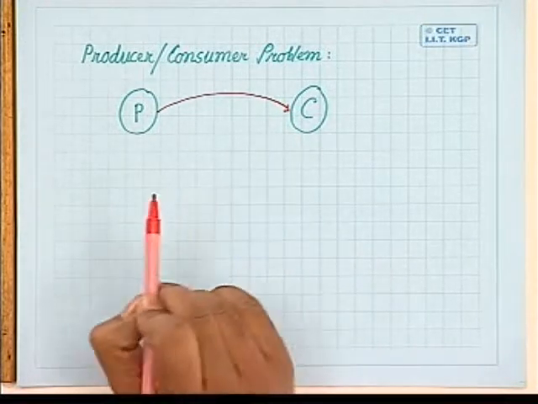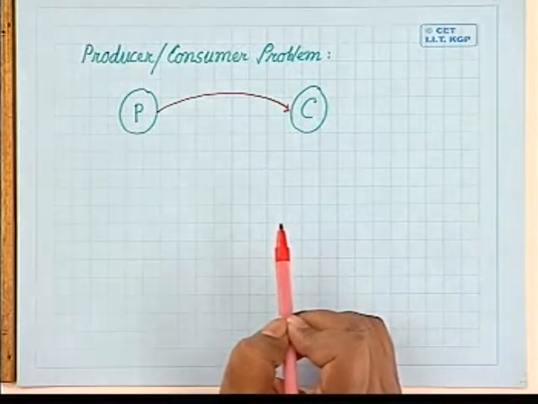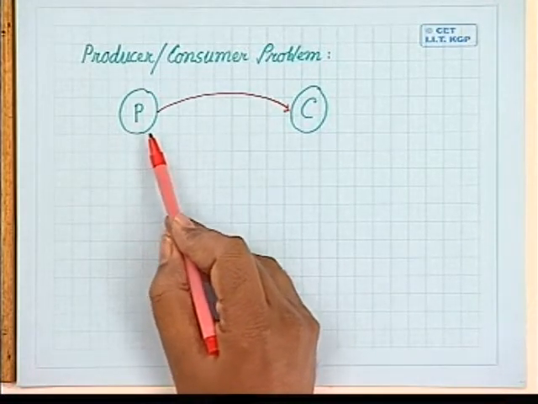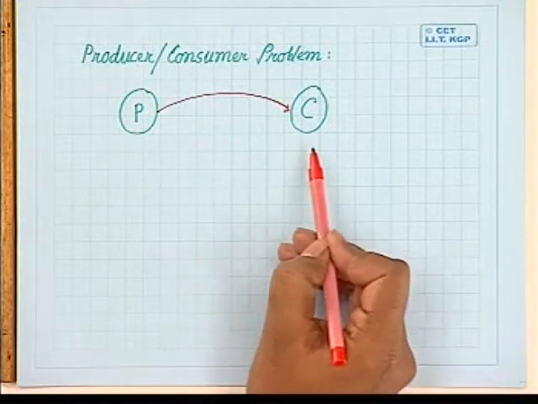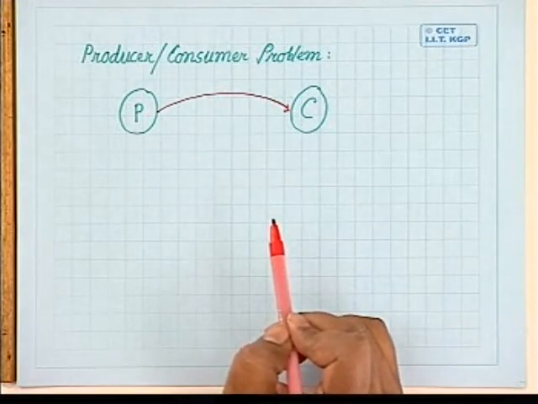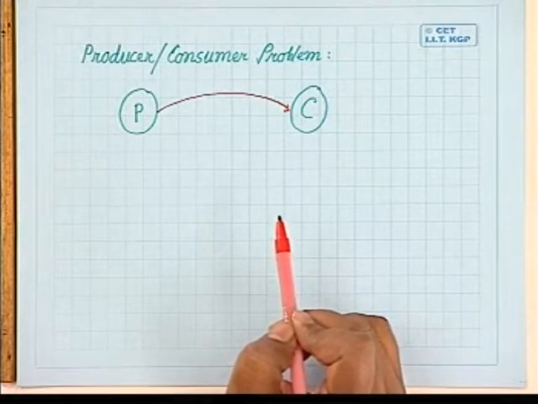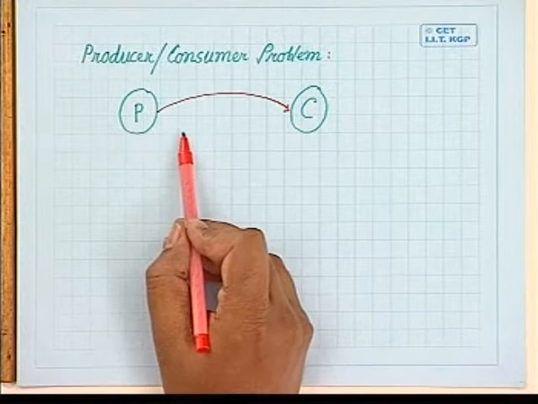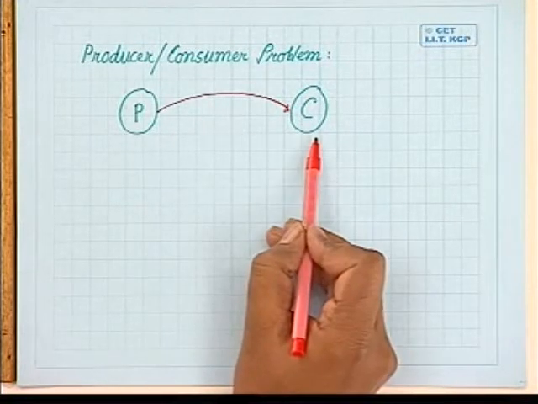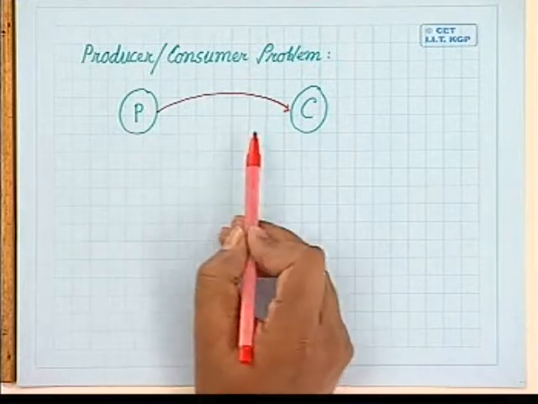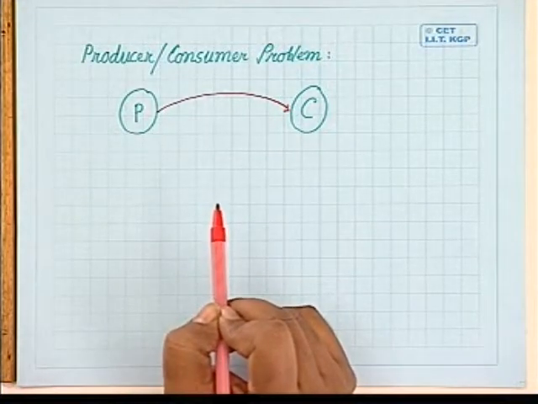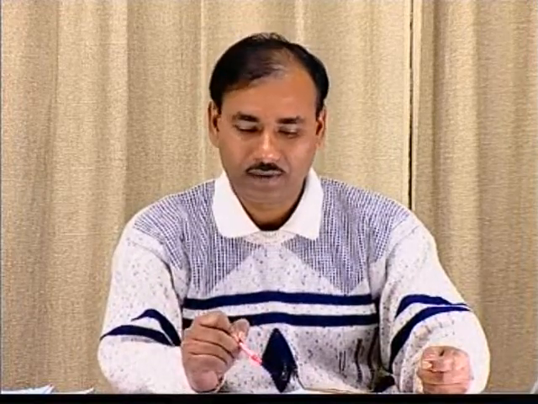Now, if I have this type of situation, we won't have any problem if the rate at which the producer process produces the items is the same as the rate at which the consumer process can consume the items. If the producer process produces items at a faster rate than the rate at which the consumer can consume them, then naturally some of the items will be lost. On the other hand, if the consumer process can consume at a faster rate than the rate at which the items can be produced, then the consumer process will have to wait for the availability of items.